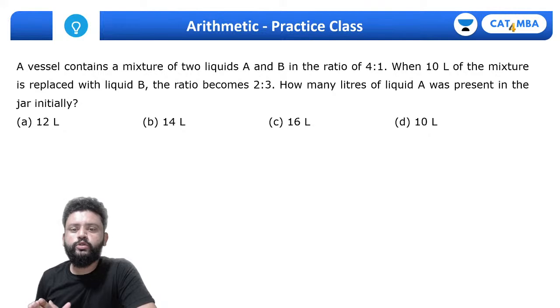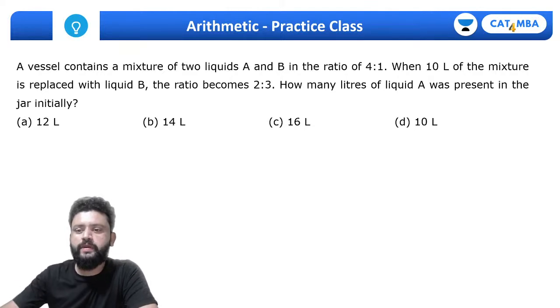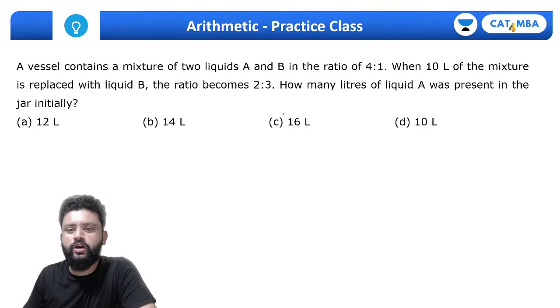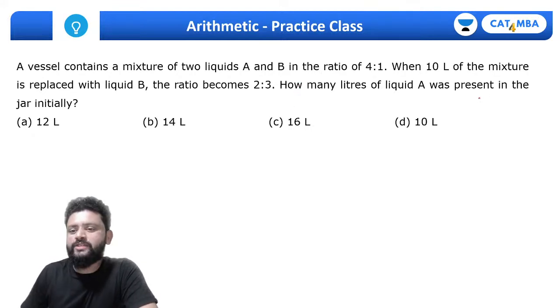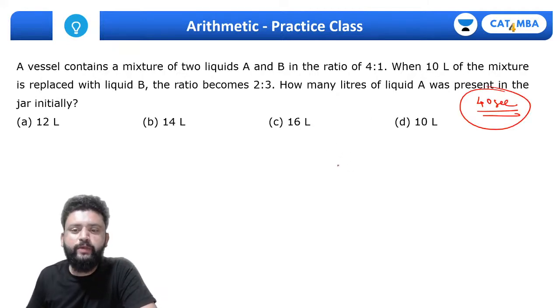A vessel contains the mixture of two liquids A and B in the ratio 4:1. 10 liters of the mixture is replaced with liquid B and the ratio becomes 2:3. How many liters? Really I can say a simple concept question on ratio proportion. Quickly finish it, all of you. Max to max 40 seconds to finish this question. Such type of question comes, you should be able to finish within a minute.